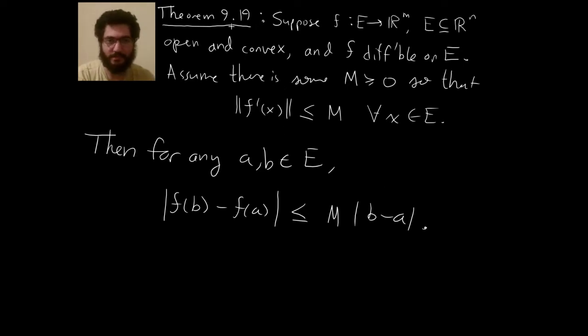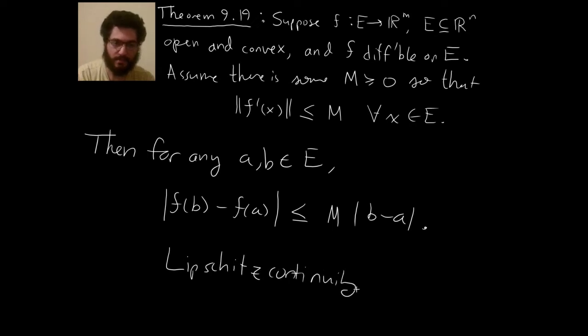So you can think of theorem 9.19 as saying if you've got a differentiable function and the derivative is bounded, then the function is Lipschitz continuous. So the existence of an M that makes this true is what it means to say f is Lipschitz continuous.